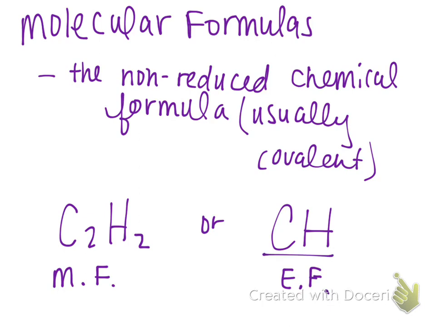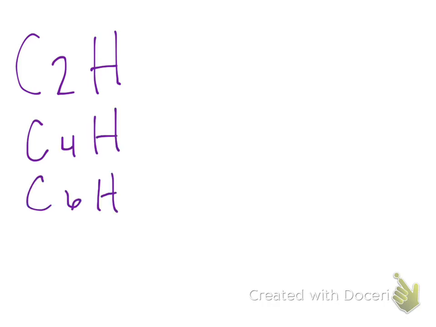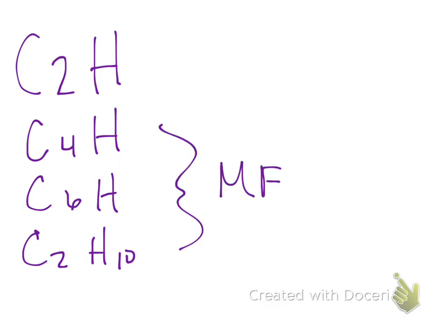The empirical formula is the most reduced version of a molecular formula. So you only have one empirical formula for each combination, each ratio, right? This empirical formula, C2H, that could have lots of different molecular formulas: C4H2, C6H3, C20H10, whatever it is, as long as the ratio is 2 carbons to 1 hydrogen. So any of these would be considered molecular formulas when there's only one empirical formula for that ratio. Does that make sense? Okay.